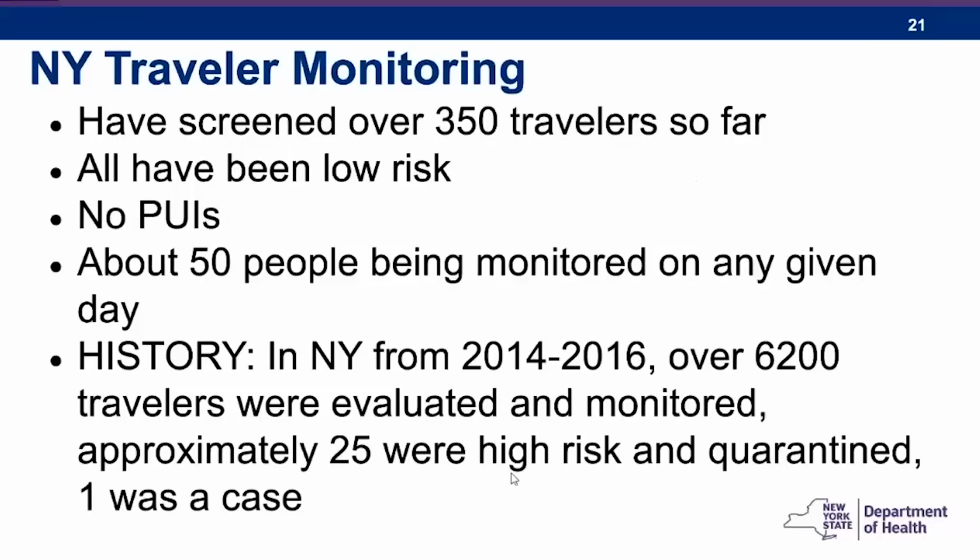And just a little bit of history with the large outbreak that we had from 2014 to 2016, there were over 6,200 travelers that were evaluated and monitored. There were only 25 or so that were high risk. All of those were from non-governmental organizations that we knew were coming into New York in advance. We had them in quarantine and we managed them appropriately. And we only had one that was a case. Again, the likelihood of someone being an Ebola case who had just had travel to Uganda is really, really, really quite low.